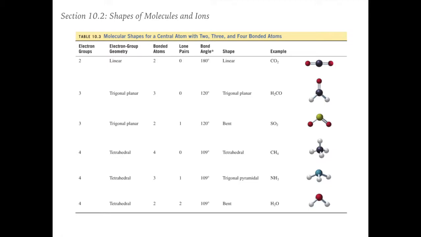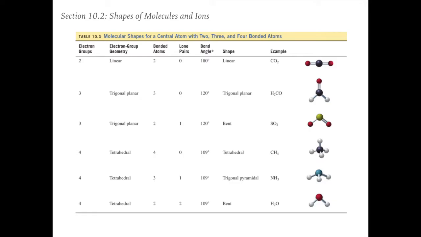If you have three electron groups, just three, okay, then the electron group geometry is going to be trigonal planar. Okay? Now notice that the shape is also trigonal planar, which begs the question, when would the electron group geometry and the shape not be the same? Let's look at an example.